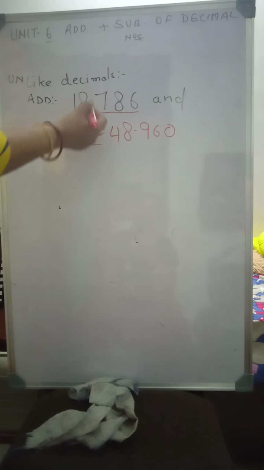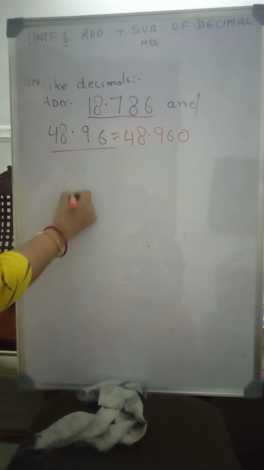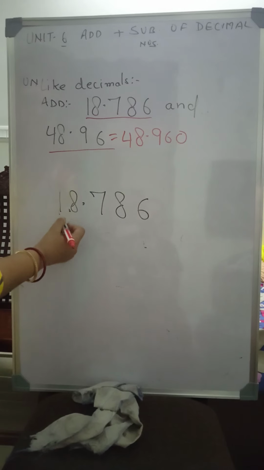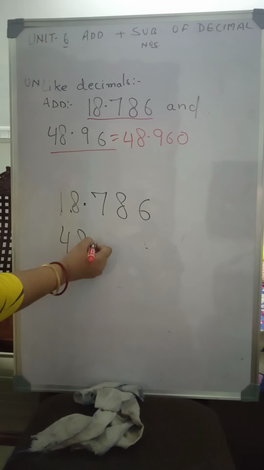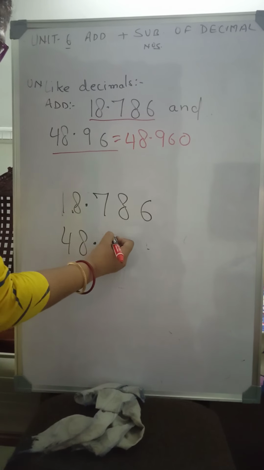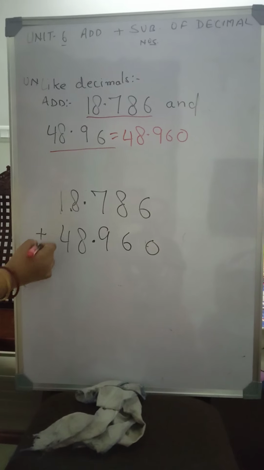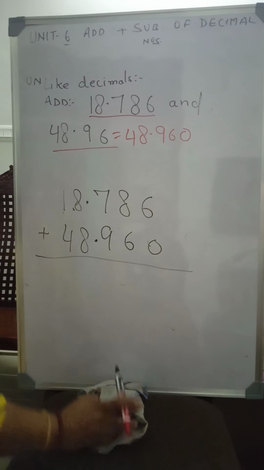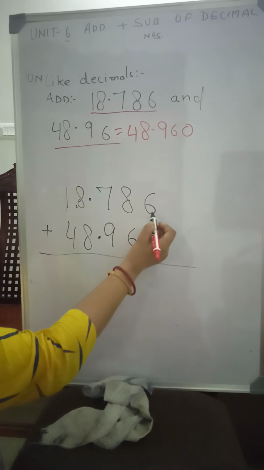So we arrange these two addends in a column. Firstly write down 18.786 and just below it 48 point, and the decimal point will follow one below the another, 960. Now let us do the addition. According to the rule of addition, we will add from the right side. So start from here, and now let's start the addition.